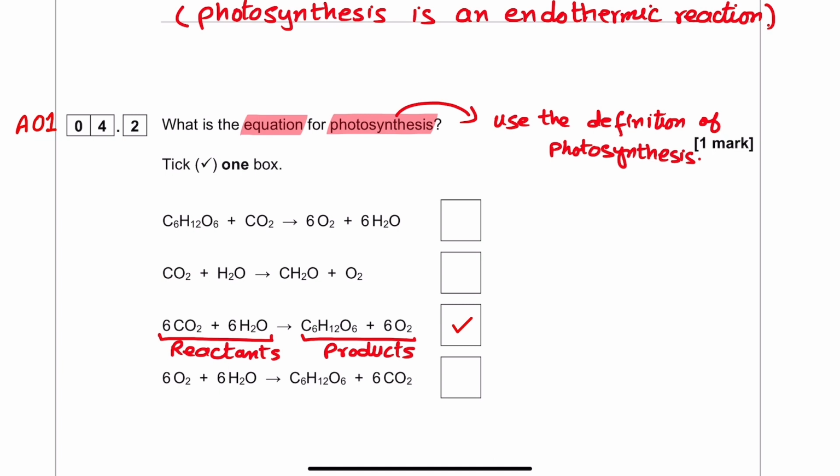If you look here, the carbon dioxide and the water are used, but they are not making glucose. That is the problem in this equation. So the correct answer is the third one.